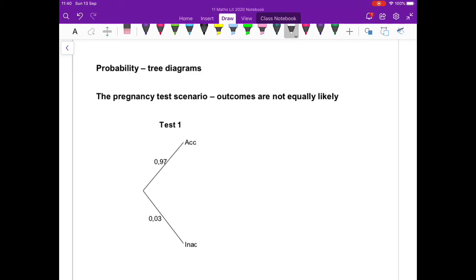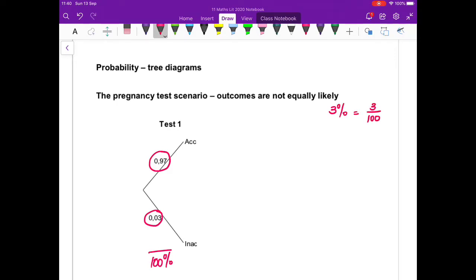Can I get a false positive? Home pregnancy tests are becoming more and more reliable, but there is still a small chance of error associated with them. Home pregnancy tests are 97% accurate. So that is why we put 97% on the accurate branch. And of course, this has to add up to 100%. So therefore, 3% is inaccurate. Now remember, 3% is 3 over 100, and if you put it on your calculator, it will be 0,03, which is a very small chance.